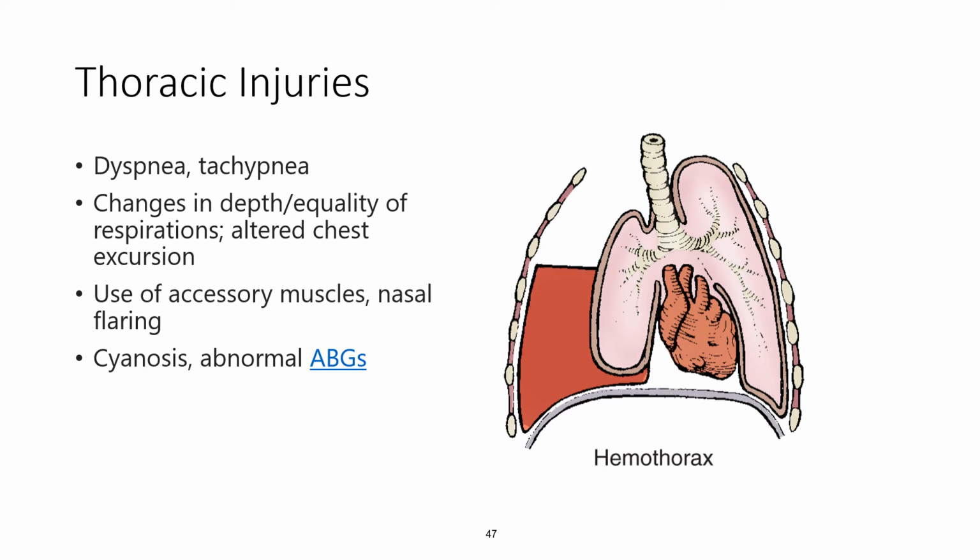When it comes to these types of injuries, if they've got a pneumothorax, they're going to be dyspneic, they're going to be tachycardic, so fast heart rate, fast breathing pattern, very, very anxious, a feeling of impending doom, using accessory muscles, can't lay down, have to sit up or lean forward to breathe. Sometimes the nasal passages are flaring. You can see cyanosis and abnormal ABGs if it's been going on for some period of time. So all of those symptoms are something to look for.